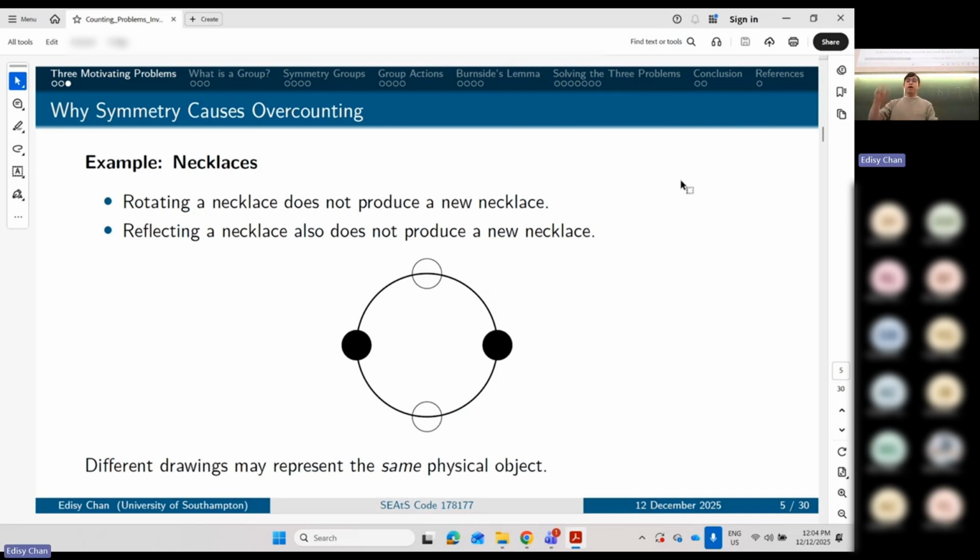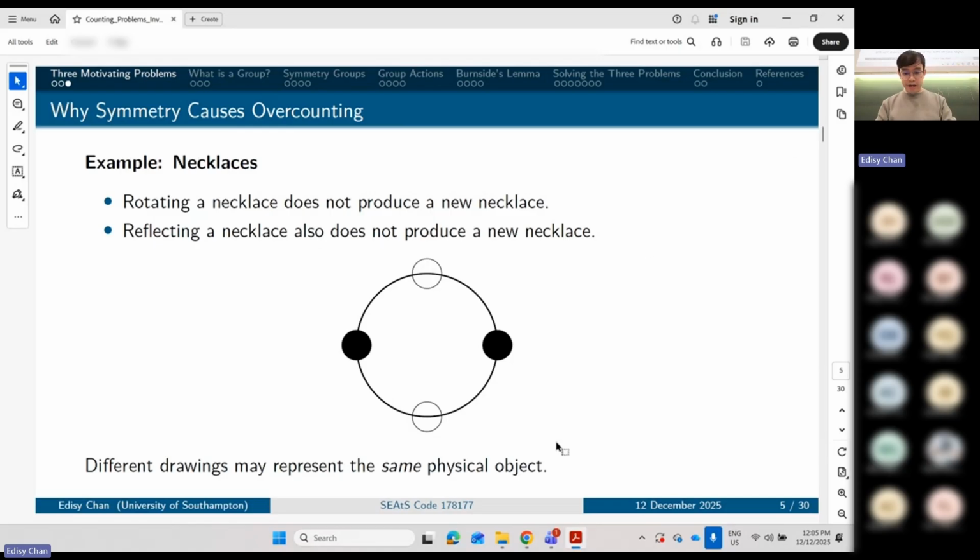So we have 2 black beads and 2 white beads, and we can just arrange them like this. But now I can also put those black beads at the top and bottom, and those white beads at the left and right. But they essentially give me the same necklace. So we have some symmetry there. By some symmetry, we actually get the same thing from different arrangements.